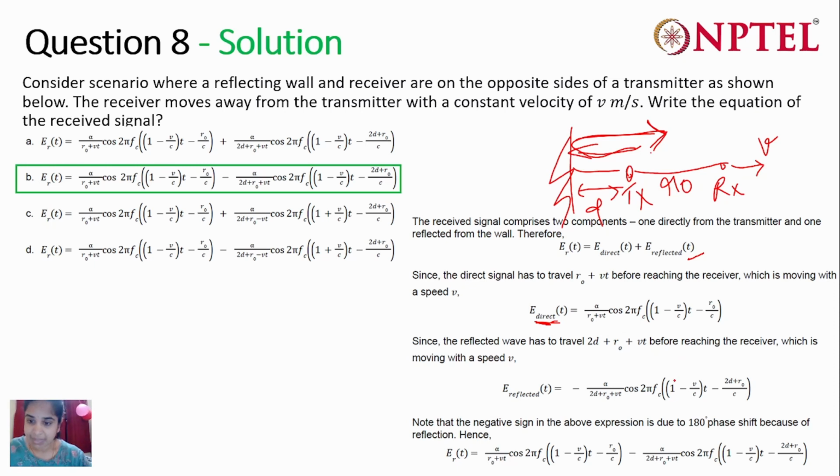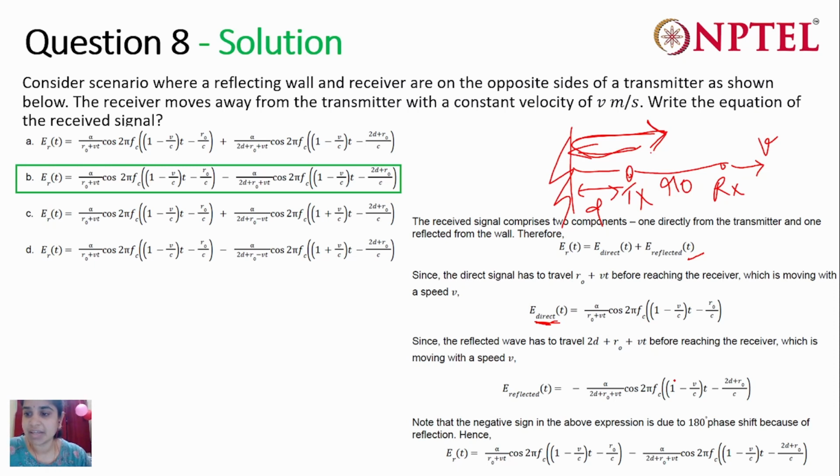Ma'am, I have a doubt. Yes. Let's say the transmitted wave does not reach the receiver, and only the reflected wave reaches it. In that case, since the receiver is moving towards the reflected wave with a velocity v, doesn't the Doppler frequency increase?